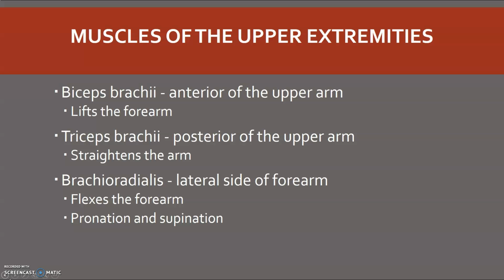For your upper extremities, the first muscle that we're going to look at is called your biceps brachii. So when you look at your upper arm, the muscle there that's on the front or the anterior of the upper arm, that's called your biceps brachii. And the function of the biceps brachii is to lift the forearm.